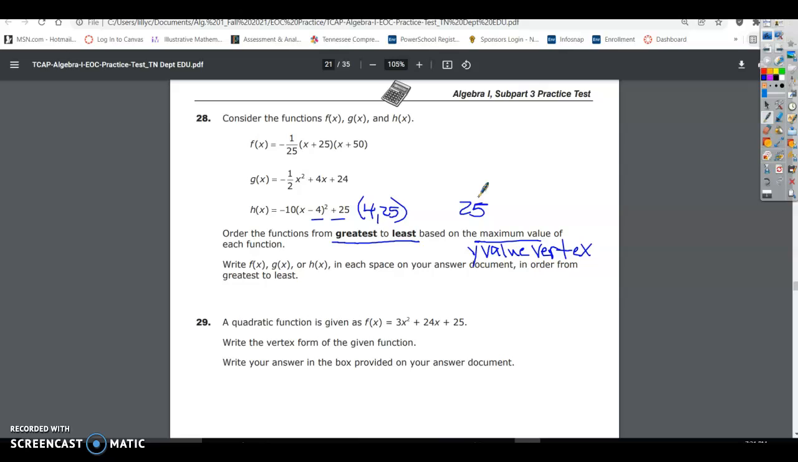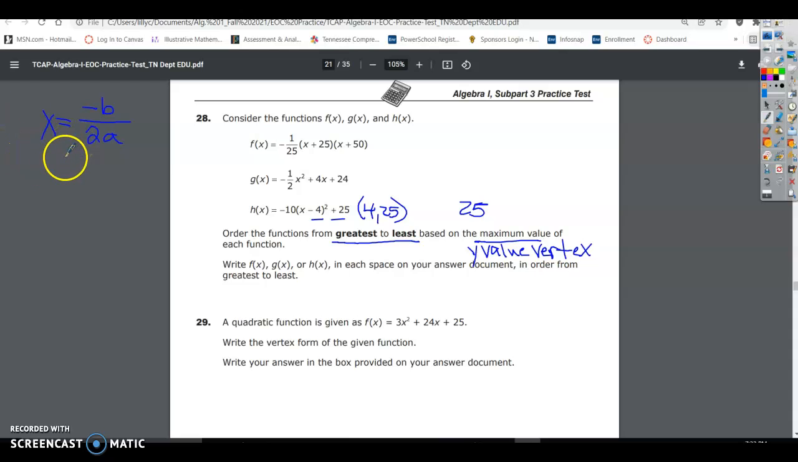Now, g of x is in standard form. When it's in standard form, we can do a couple things. You can look at a graph and determine the maximum from there, or you can find your vertex by doing negative b over 2a. Let's start with that, and then we'll check it using the calculator. Negative b over 2a helps me find the x of my vertex.